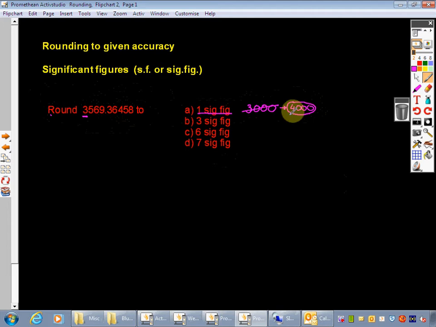Now let's look at rounding that number to three significant figures. Well, this time I've got to count the first significant figure, the second one, and now the third one is indeed the 6. So my number is going to be somewhere between 3,560 and then 3,570.